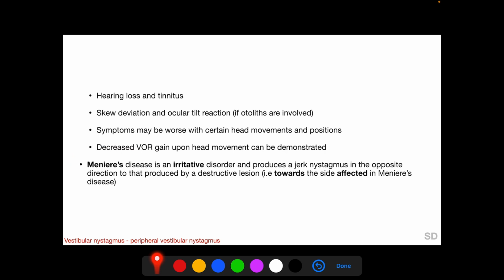Meniere's disease is an irritative disorder with hyperfunctioning of a peripheral vestibular apparatus and thus produces a jerk nystagmus with the fast phase towards the side affected. This is in contrast to the direction of the jerk nystagmus produced by a destructive lesion, in which case the fast phase is directed towards the opposite side.